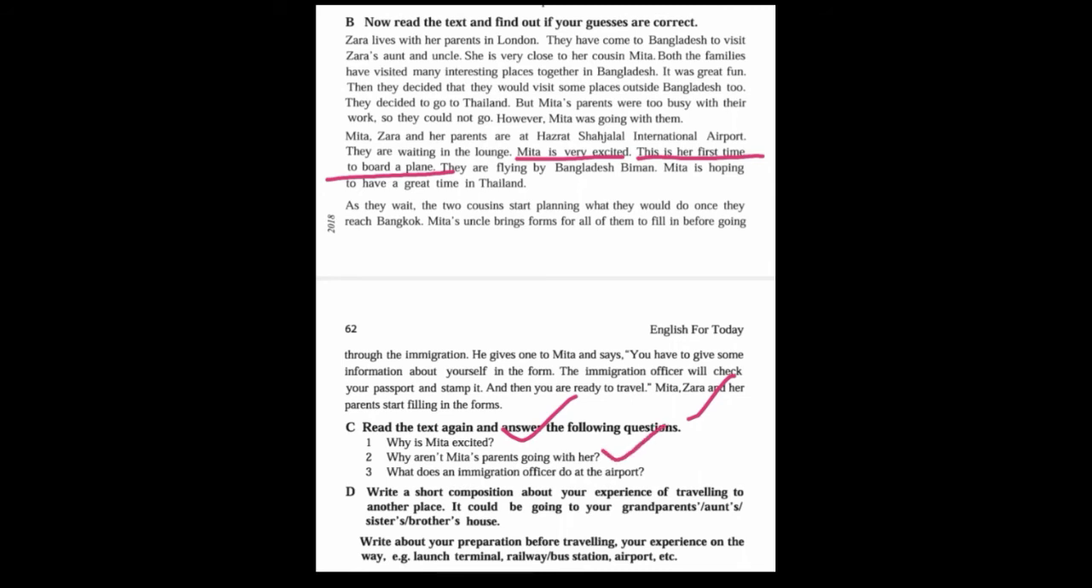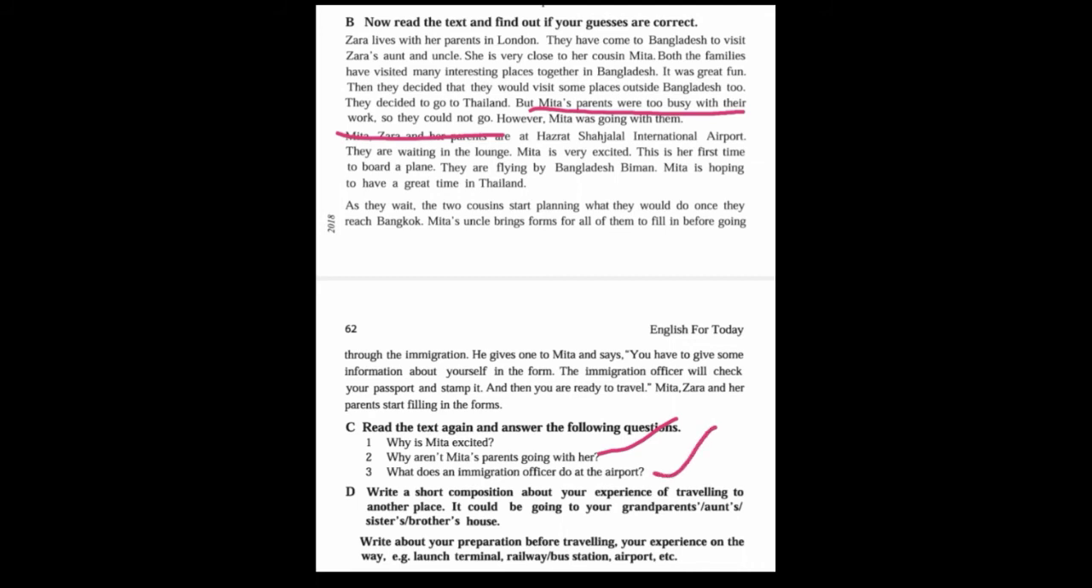The question number 3, why aren't Mita's parents going with her? Okay, let's talk about the question. Here is the answer. Mita's parents are too busy with their work, so they can't go.